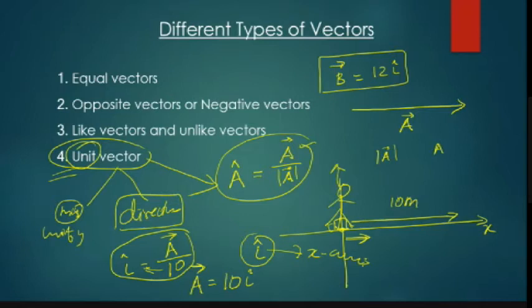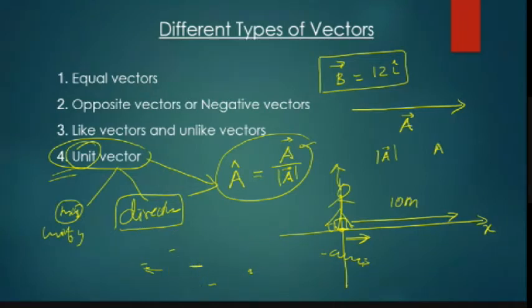Can you tell me what 12 I cap means? I have to walk 12 meter along the x-axis. That's it, very good. So that is the implication of the unit vector: the unit vector gives the direction. With this unit vector I cap, I can make an infinite number of vectors. I cap is the unit vector along the x-axis, that means it is constant. The direction of x is represented with the help of I cap. What is I cap? Vector divided by magnitude. So if you know the magnitude, you can write any vector.